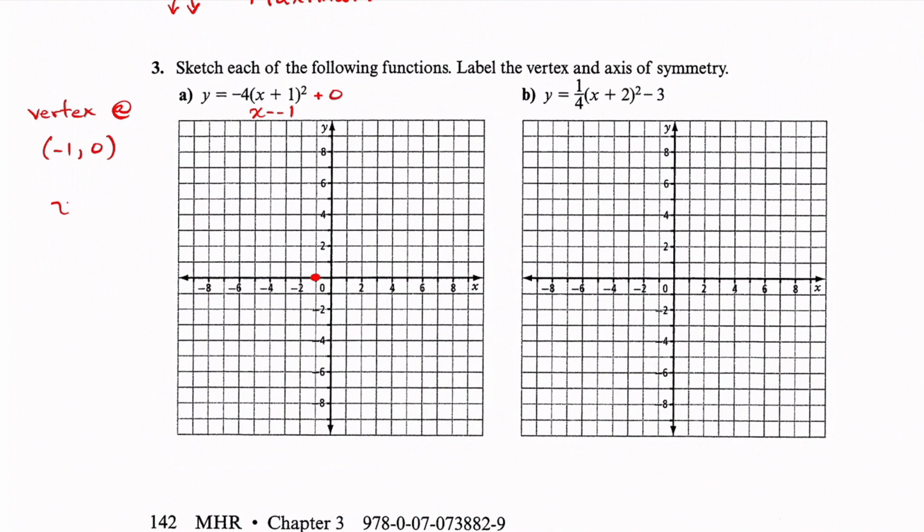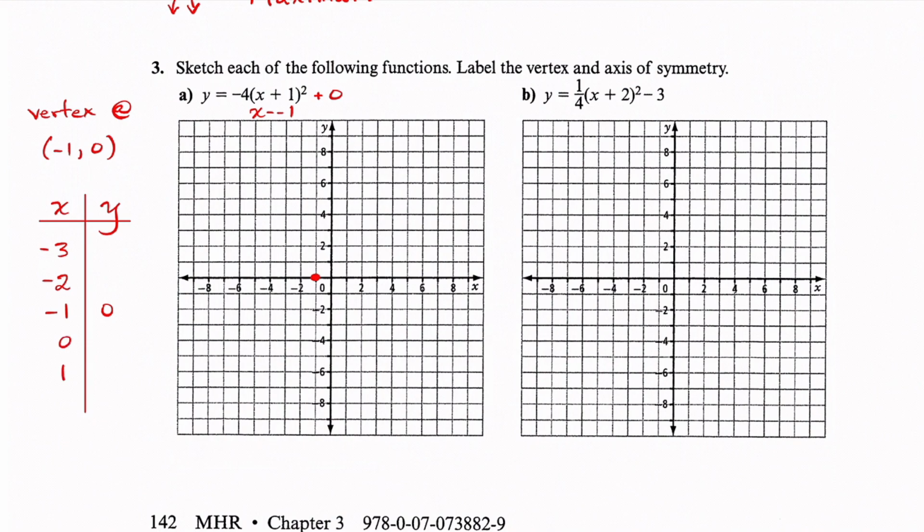And then to get some other points on the graph, I'm going to make a table of values. I know that I'm centered at the vertex there at -1 and 0, so I'm going to put that in the middle, and then I'm going to find some points on either side of it.